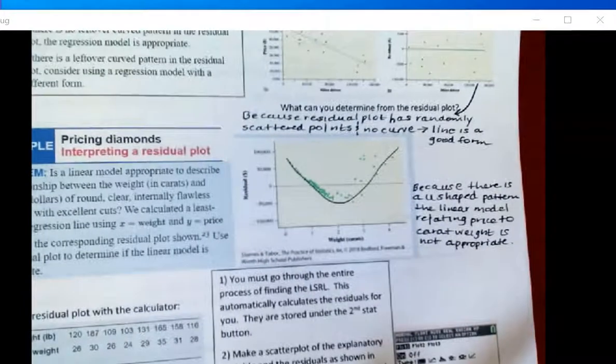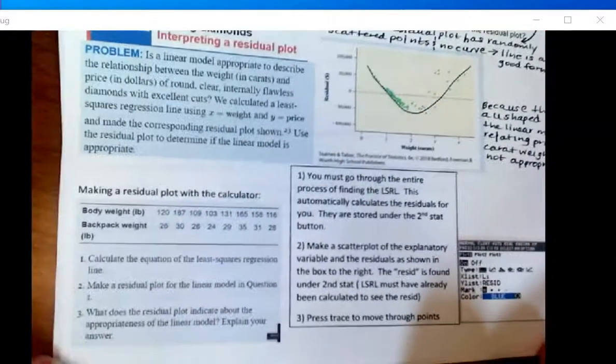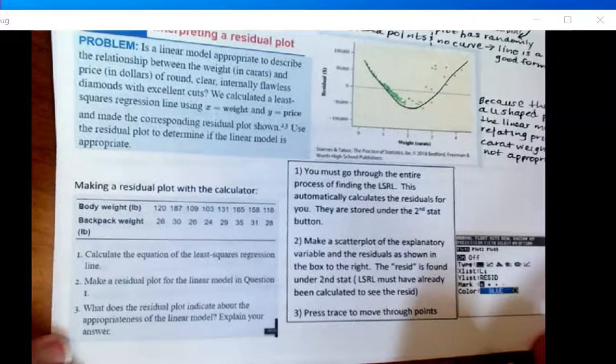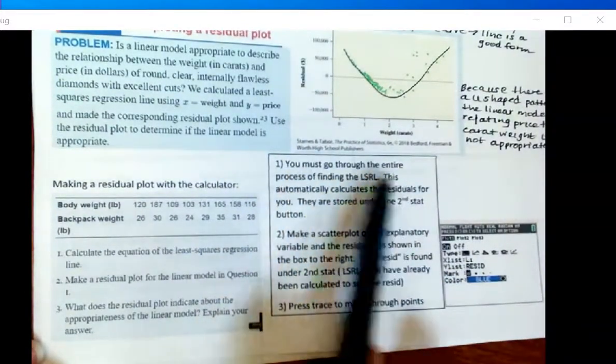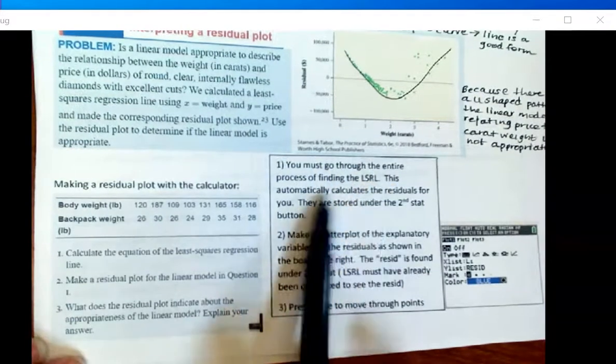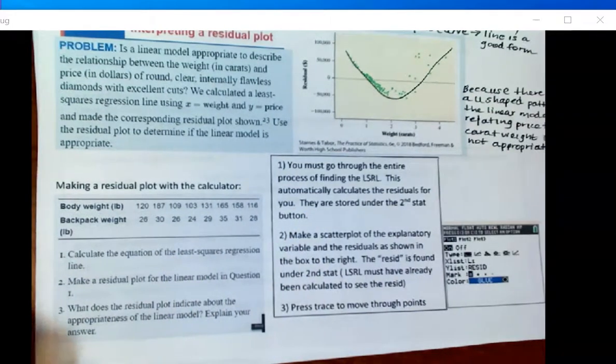So the next thing we're going to talk about, I think you guys understand what a residual plot does and what you are looking for to show strong linear form. When you make a residual plot in the calculator, you're going to start off by going through the entire process of finding the least squares regression line, and then it's automatically going to calculate this for you. So what I'd like for you to do is stop for just a moment and go type that data into your calculator.